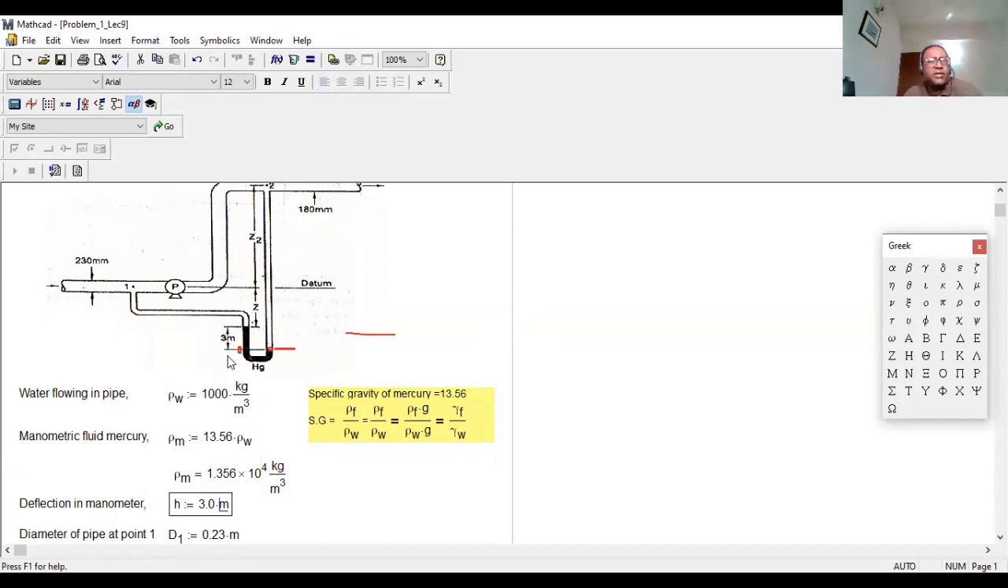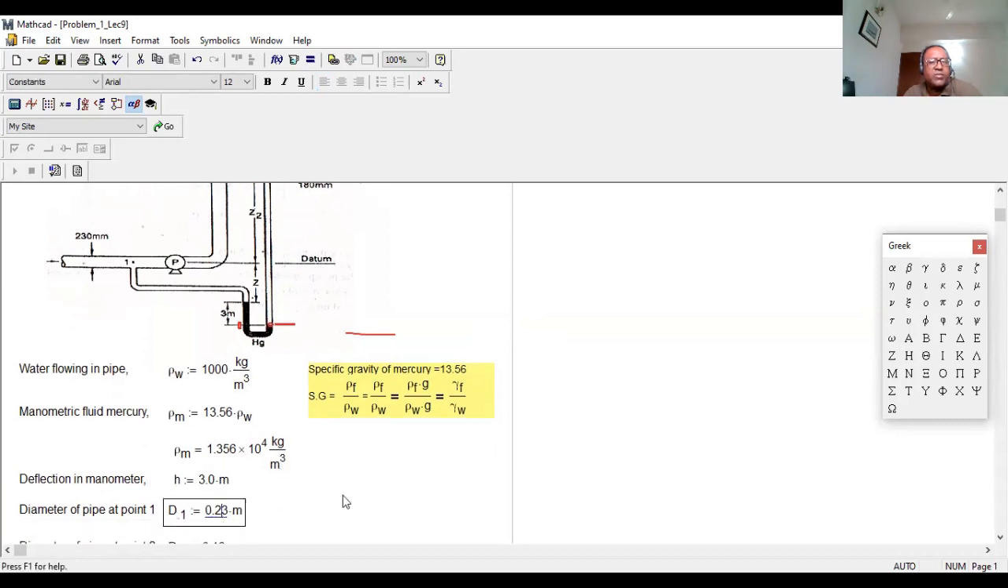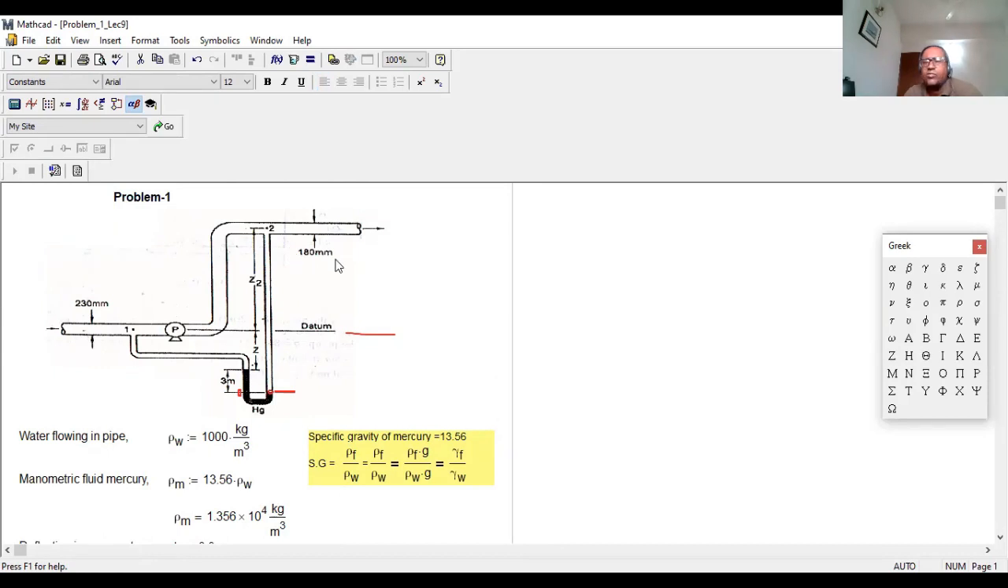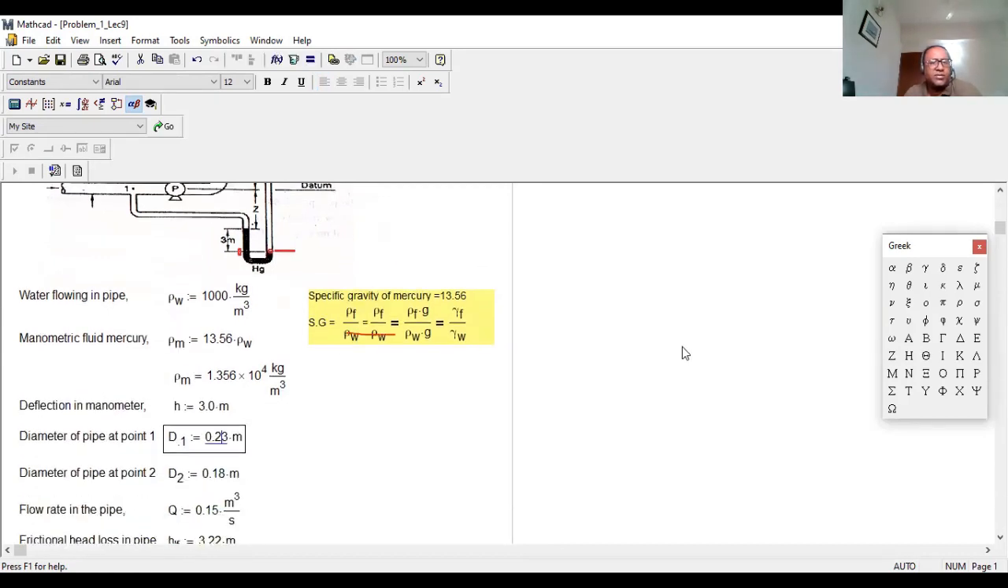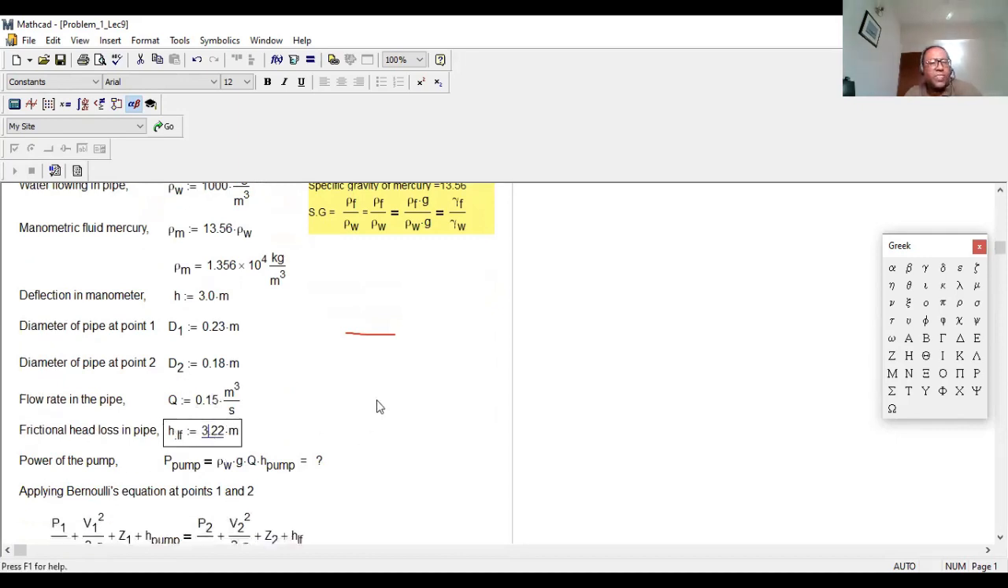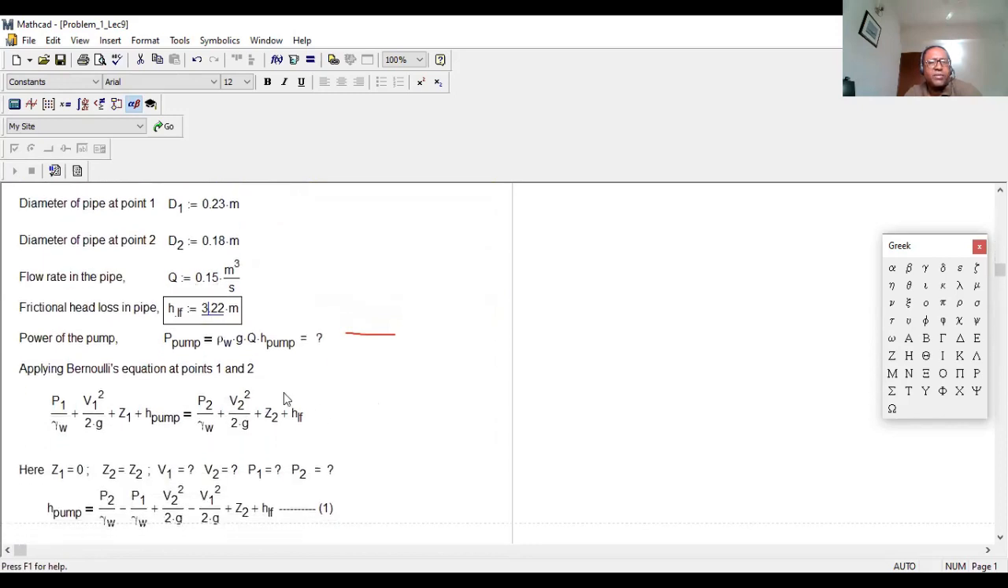Diameter at 1 is 0.1, which you convert to meters, 0.3, 0.23, and diameter at 2 is 0.18. So diameter, write down. Q is given in the problem. Frictional head loss is given, this much, 3.22 meter. Then the power of the pump, that you need to figure out. Power of the pump equals rho G Q H pump, right?